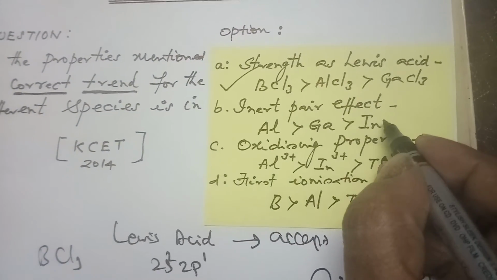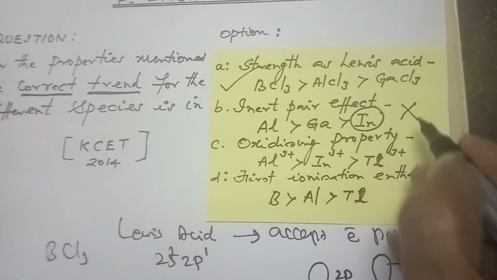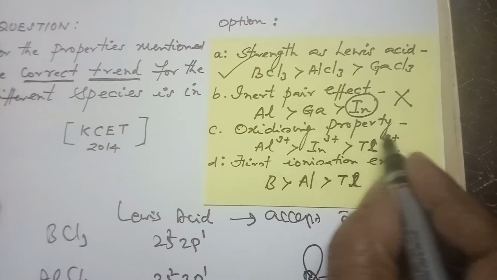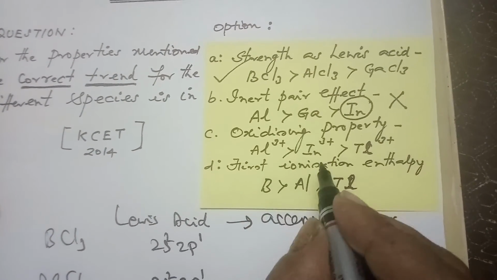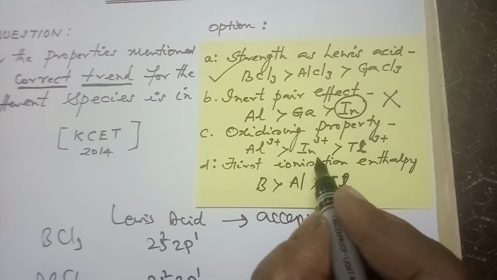Inert pair effect should be more in indium. So this option is wrong. Now we are moving to the next question, oxidizing property. Here the same explanation applies, in the case of aluminium, indium, thallium. Let us come and verify here.